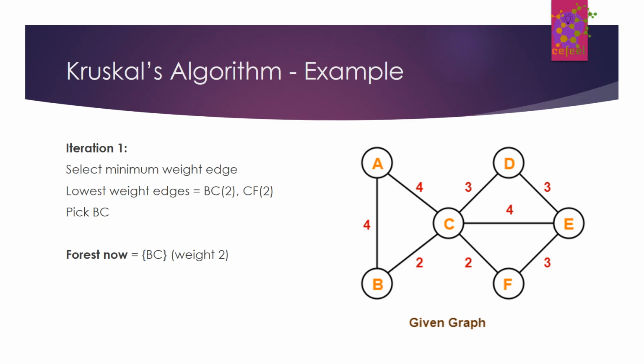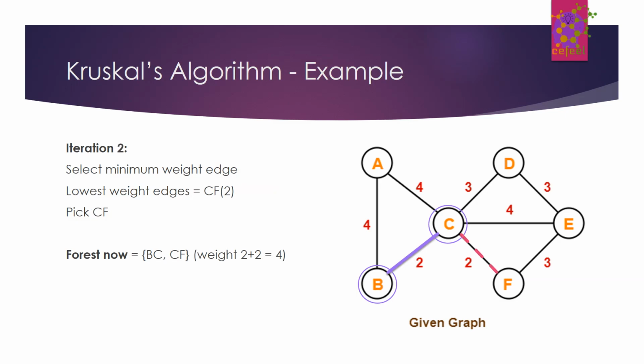First step, select the minimum edge. What are the minimum edges we have? BC and CF both have weight 2. Now since this is a tie, we just pick one of the edges. In this case, let's say we pick BC with weight 2 and add it to our existing forest. So we now have edge BC in our existing forest, and the total weight of the existing spanning forest is 2. Next iteration.